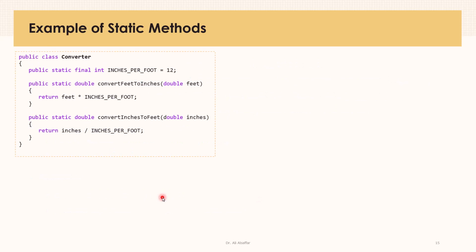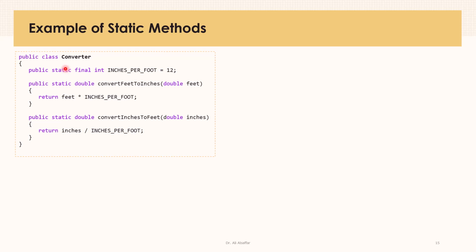As an example of static methods, suppose we would like to have methods that convert between two distance measures, inches and feet. The first method converts feet to inches, and the other method converts inches to feet. Now, since these methods cannot be related to any object, it doesn't make sense that we define them inside a class, and whenever we want to use them, we create an object from this class. The best way is that we define them inside a class as static methods, and whenever we want to use them, we use them by the name of the class.